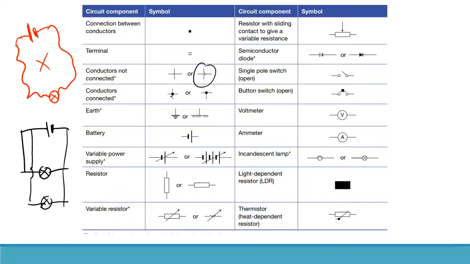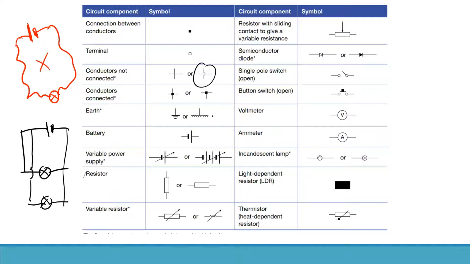They suggest that if they are connected, you do a little black box between them like this. I'm going to let you know that's not always the convention. Sometimes they just draw a line crossing each other if they're connected, which is sort of what they've said means they're not connected. That's why I prefer using this one, because that definitely says they're not connected. Earth is just a line that looks like this.